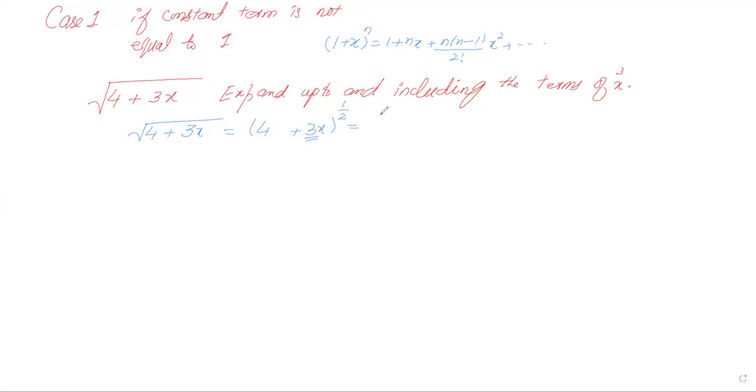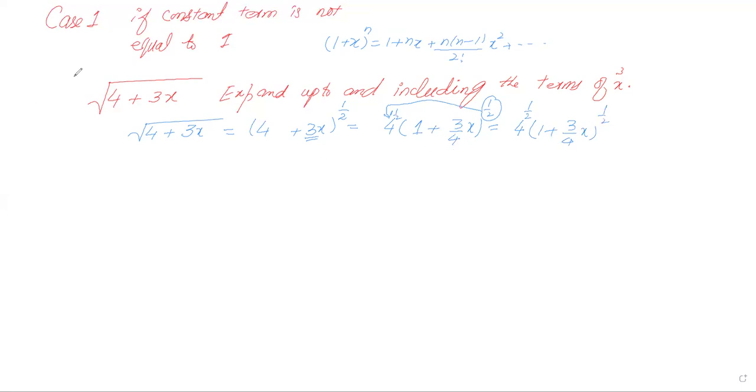How will you make it 1? You have to take common this constant term. So I will take common 4 from here, and I will get 1 plus 3 by 4x raised to power 1 by 2. It is the rule of mathematics that when you take something common within the whole power, that whole power you have to write over here. So you will write 4 raised to power 1 by 2 times 1 plus 3 by 4x raised to power 1 by 2.